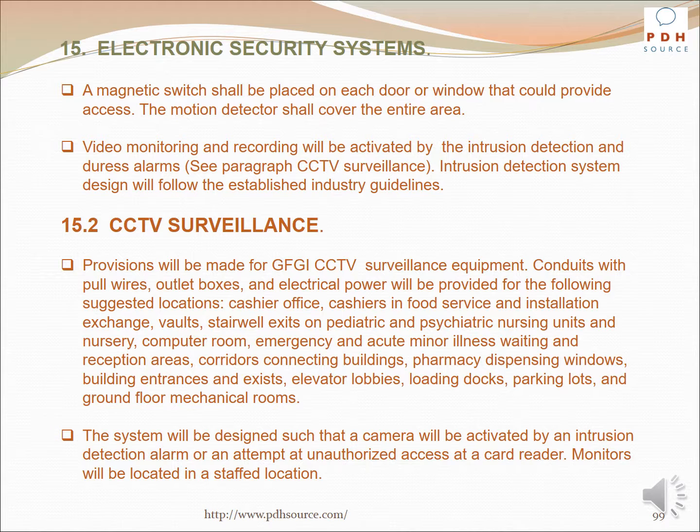Conduits with pull wires, outlet boxes, and electrical power will be provided for the following suggested locations: cashier office, cashiers in food service and installation exchange, vaults, stairwell exits on pediatric and psychiatric nursing units and nursery, computer room, emergency and acute minor illness waiting and reception areas, corridors connecting buildings, pharmacy dispensing windows, building entrances and exits, elevator lobbies, loading docks, parking lots, and ground floor mechanical rooms.